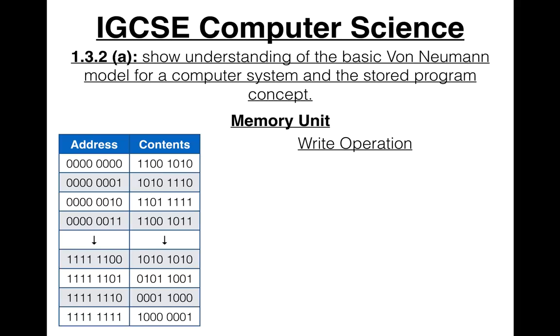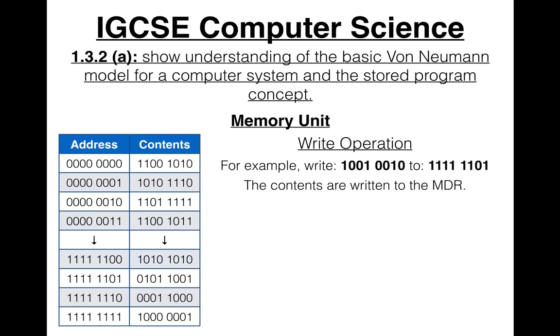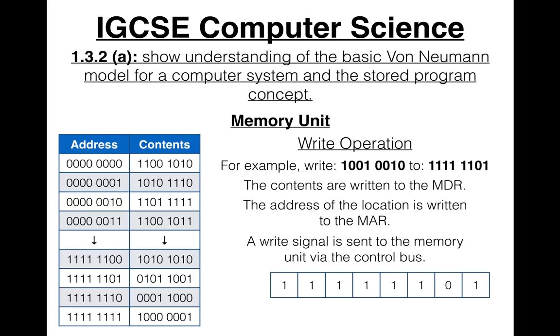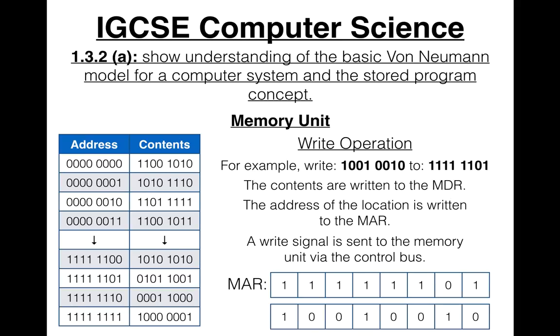So let's look at the write operation. Say we want to write this to location 11111101, which is right here. So we want to replace this value with this value. The data is written to the MDR, the address is written to the MAR, and a write signal is sent to the memory unit via the control bus to make this happen. So the MAR would contain the address, and of course the MDR would contain the data.